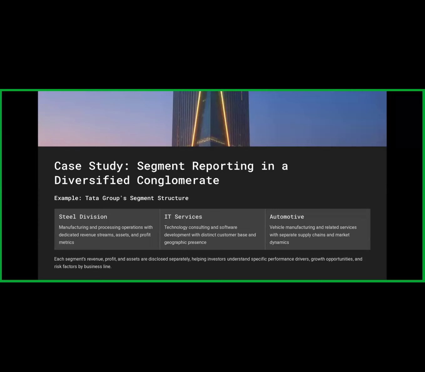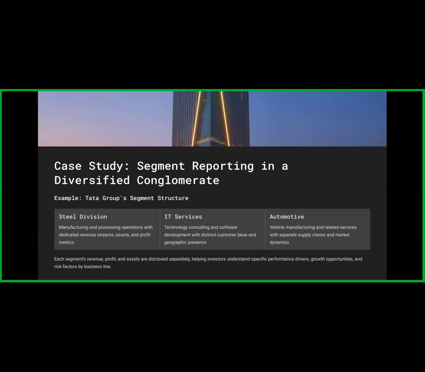Then only, as an investor, do I get to know which segment has performed well under the Tata Group. If I get to know that IT services is doing well, then I can revise my portfolio. I can take out my funds from the steel division and invest them in IT services. So this is how the disclosure of financial information for each and every segment is mandatory for big corporate houses, multinational companies, and giant corporations. Each segment's revenue, profit, and assets are disclosed separately.